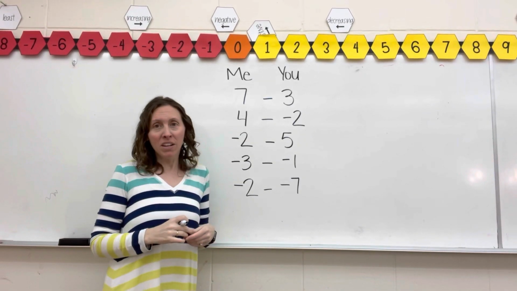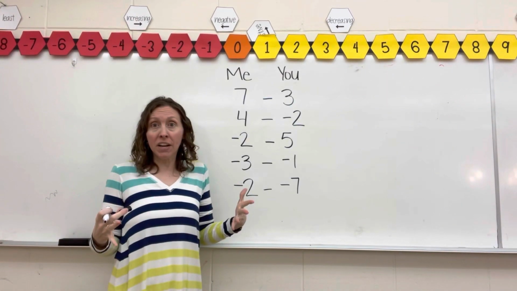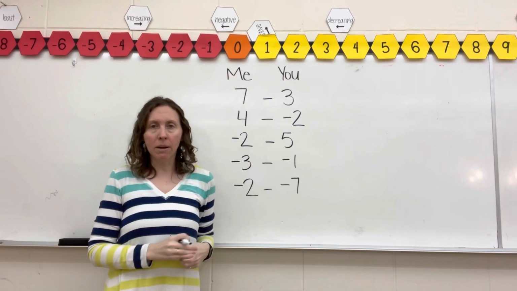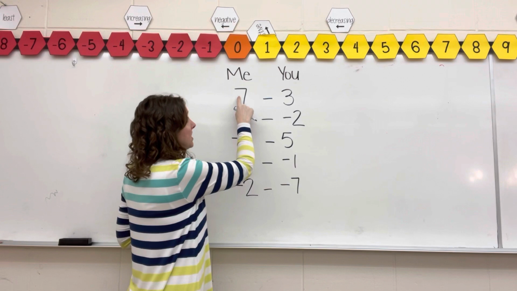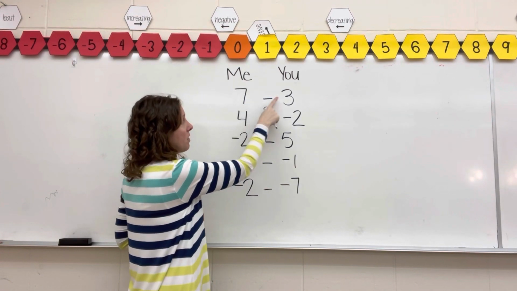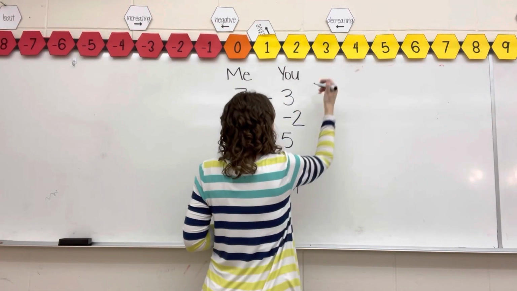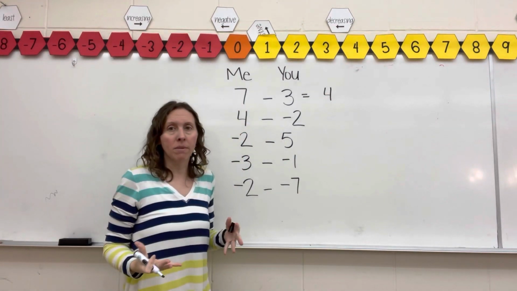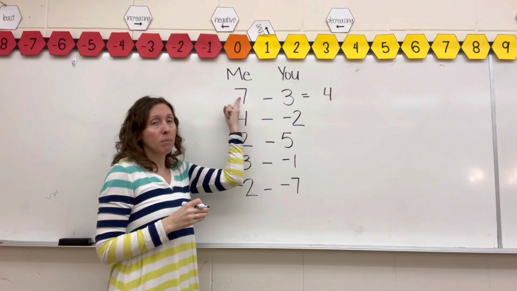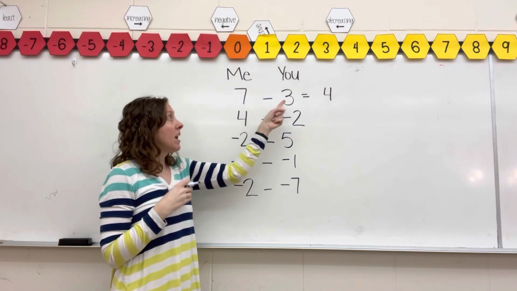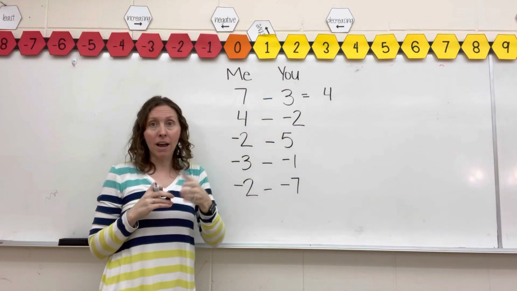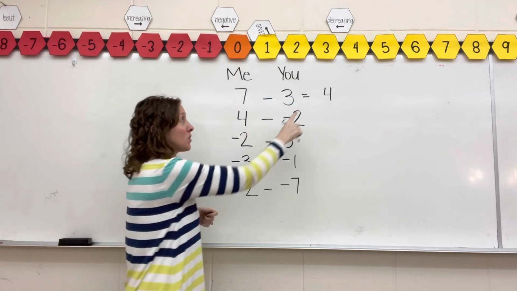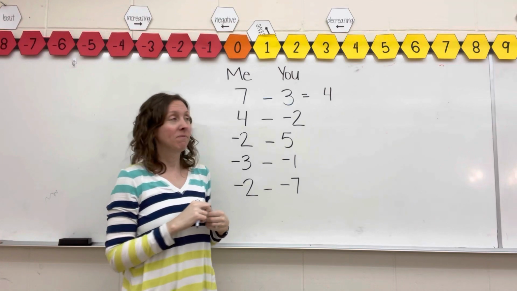All right, method number 2 is we are still kind of finding the distance between the two numbers, but we don't have to worry about if we're going left or right. Okay, so the distance between 7 and 3 is 4, so it's going to be +4. We're gonna say the first number represents how much money I have, and the second one represents how much money you have. I have more money, that's positive. So it's going to be +4, okay?